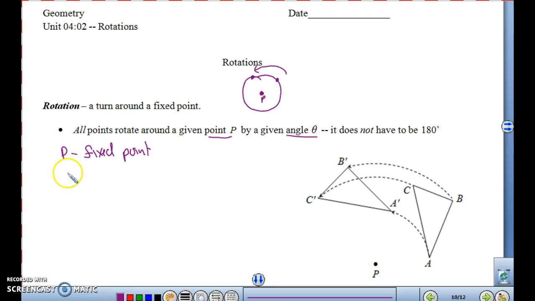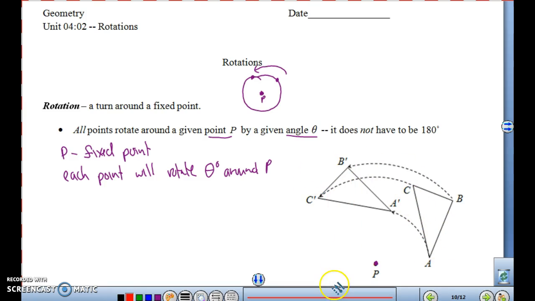All right, so each point will rotate whatever degrees around P. That's what this means. So if you're rotating around a given point P by a given angle theta. All right, so if you are looking at a rotation, this would be your center of rotation P, and you're going to turn this way.